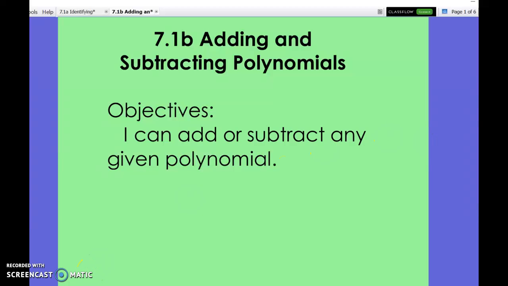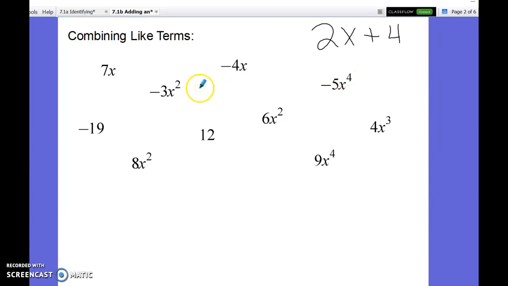7.1b is on adding and subtracting polynomials. So we have to pay attention to combining like terms. So if we look at 2x plus 4, right? We've seen things like this before. We can't actually combine this any further, right?